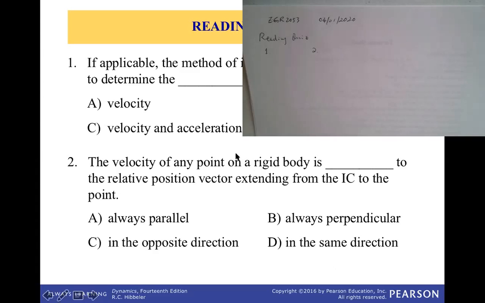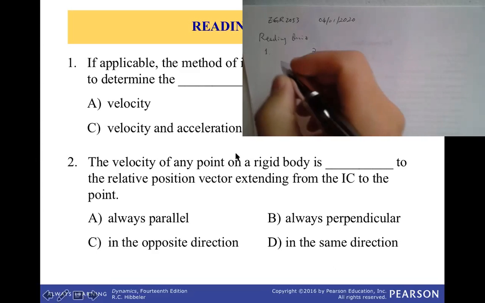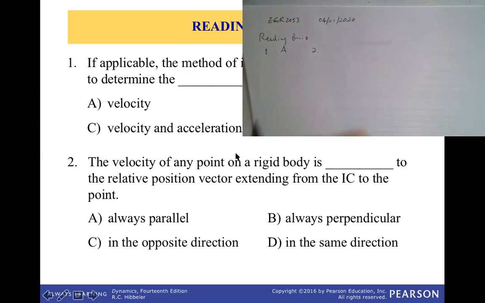The first one says, if applicable, the method of instantaneous center can be used to determine, and the answer would be just A. It could be used to determine the velocity of any point on the rigid body. So you can only use that to determine velocity, not velocity and acceleration.